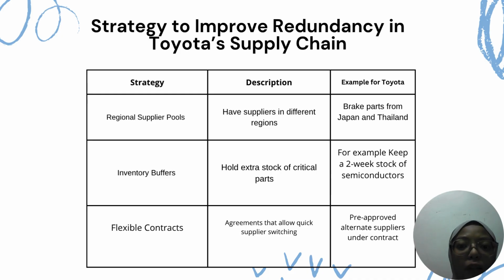The strategy to improve redundancy in the Toyota supply chain has three parts: regional supply tools, inventory buffer, and flexible contracts. This one is for different regions. For example, Toyota has suppliers from Japan and Thailand for semiconductors, and then they have a pre-approved alternate supplier, so that if anything happens to the supplier, they can use another supplier, preventing any problem and making sure improvements can be implemented in the company. So I will pass to the next presenter, which is Aida.